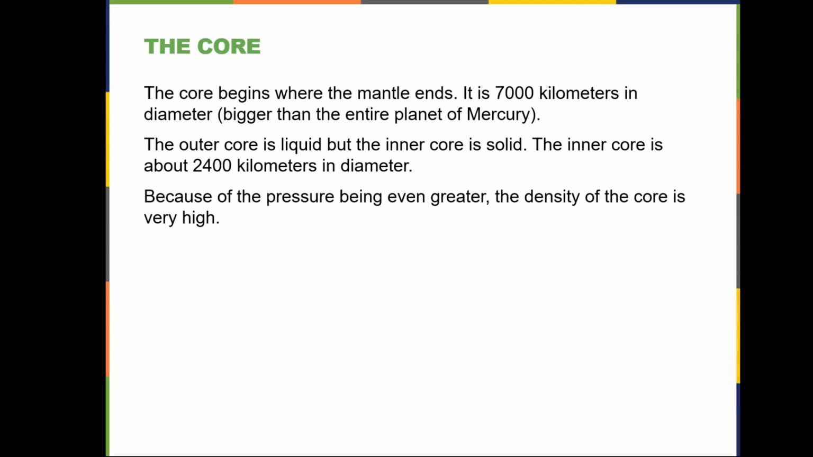Next, we have the core. There is a solid and liquid core. The core has a diameter of 7,000 kilometers, which is bigger than the entire planet of Mercury. The solid core has a diameter of about 2,400 kilometers. The core is incredibly dense because of all of the pressure.